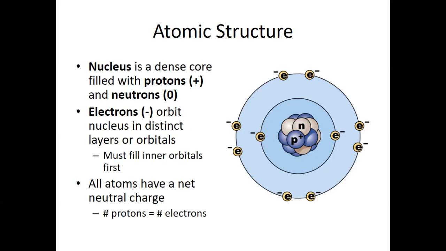The last thing to note on this slide is that when you build atoms, you have to fill the inner electron shells first. So you would always put 2 in the inner shell before you would move on to the outer shell. It has to be full of 8 before you could move on to the next shell.